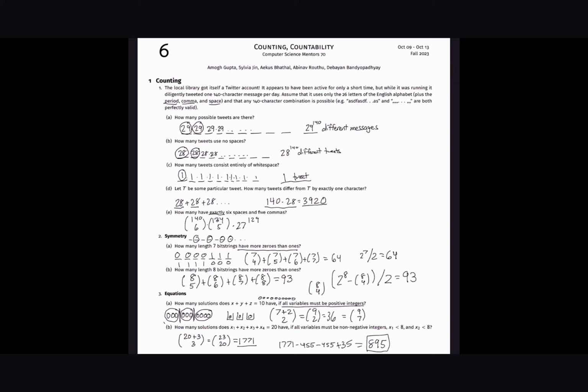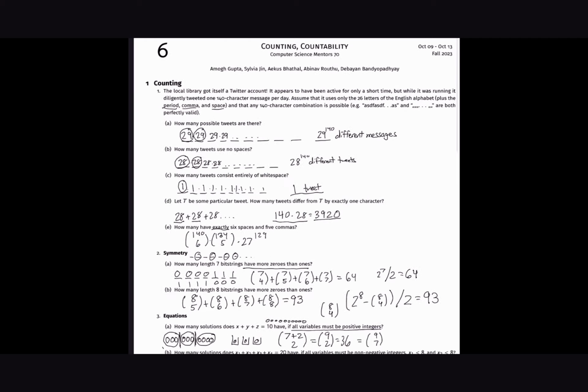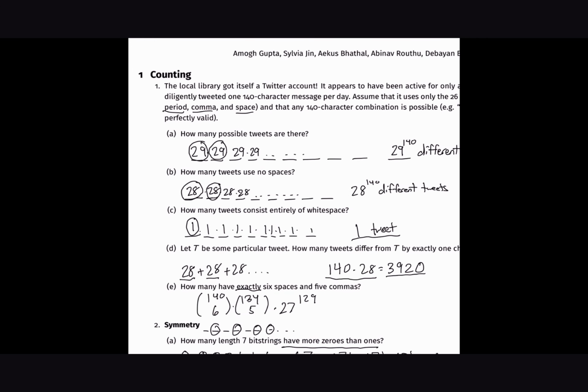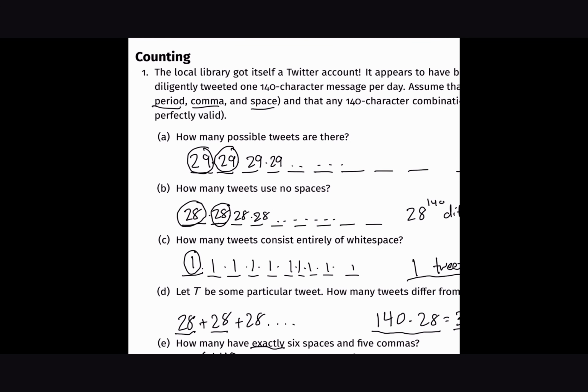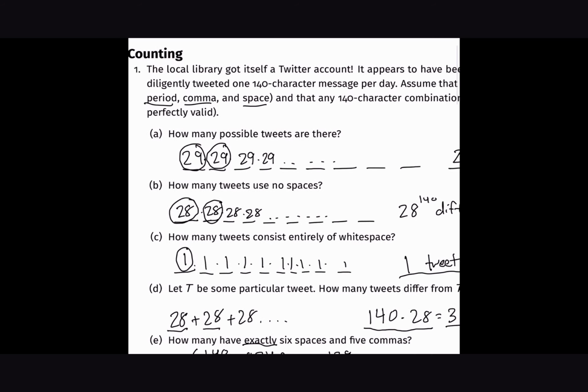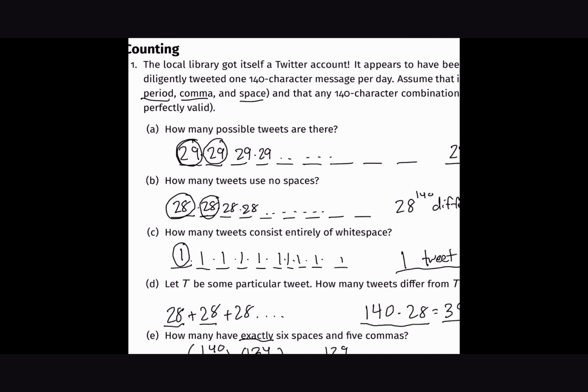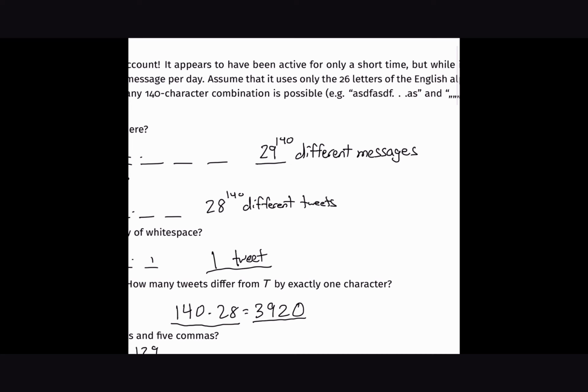Well, because there are 26 letters of the English alphabet, plus we're using 3 extra characters, we have a total of 29 characters available. So each character in our 140-character message has 29 different possibilities. So there's 29 different possibilities for the first character, 29 possibilities for the second character, and so forth. So thus we have 29 to the 140th power different messages or tweets.